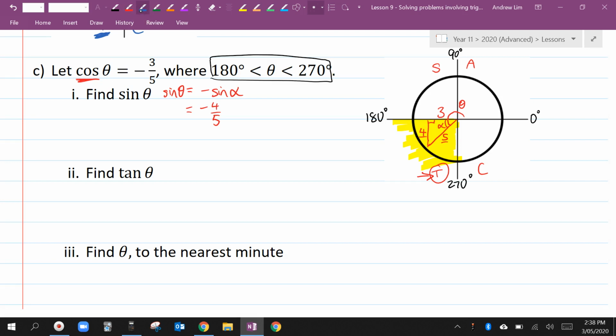What is tan of theta? Tan of theta is going to equal positive tan of alpha. Again, because this is the quadrant where only tan is positive. What is tan of alpha? Tan of alpha is equal to opposite over adjacent, 4 over 3.